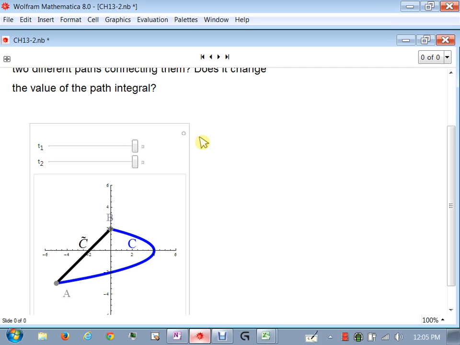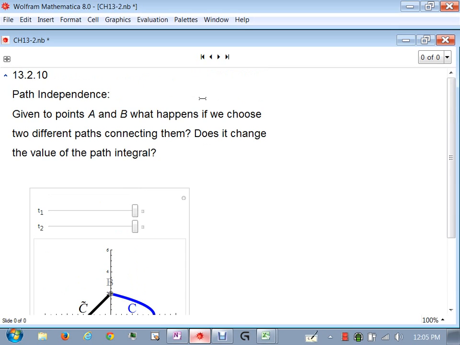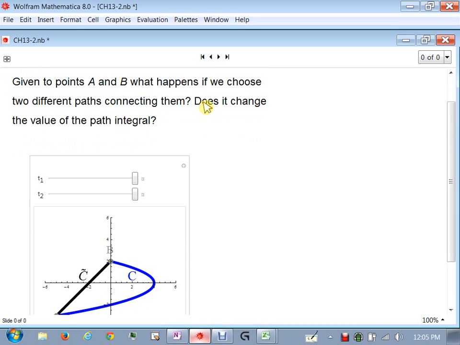No. I mean, just think about the area underneath these curtains, right? These curtains hanging, those curtains are going to look completely different, aren't they? They're going to have different areas. So in general, these are not the same, in general.